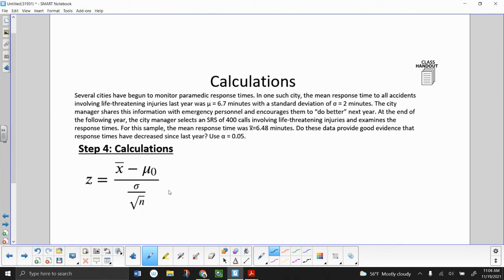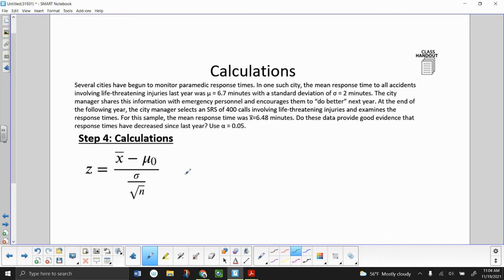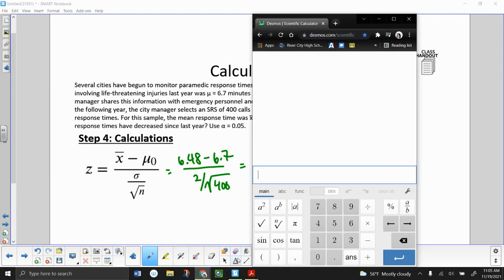So let's calculate our test statistic now. So x bar was 6.48, mu was 6.7, over sigma over the square root of n. So putting that into our calculator, we get negative 2.2.